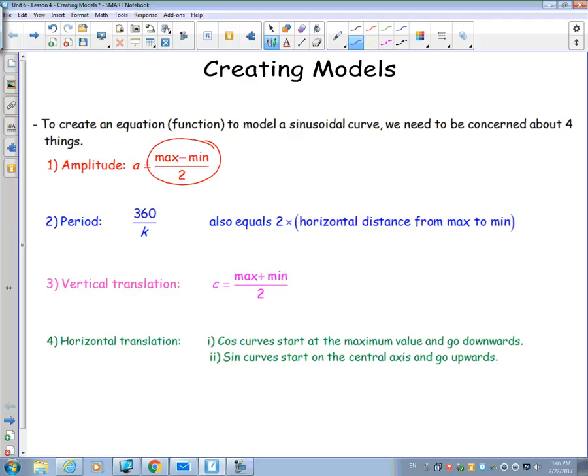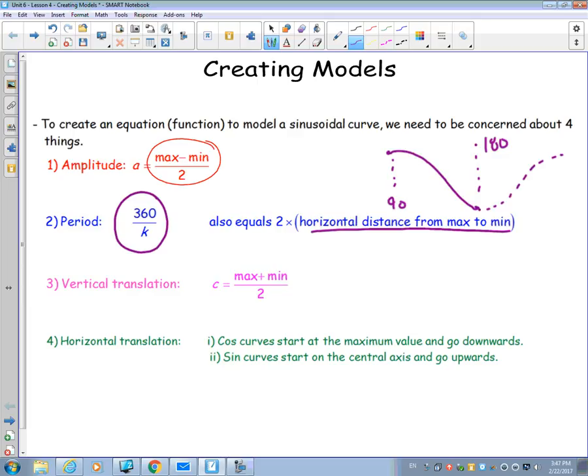If we know how long our function is, the period, we can solve for k by using the 360 over k. A helpful thing when you're looking at a diagram is you could also figure out the horizontal distance between your max and your min. So for example, if we saw part of a picture, we knew our max was at 90 and our min was at 180, we could say those things are 90 degrees apart, or in other words, for the rest of the period, it would be a total of 2 times 90. 90 is your difference between here and here, right? And you can tell the period's 180.